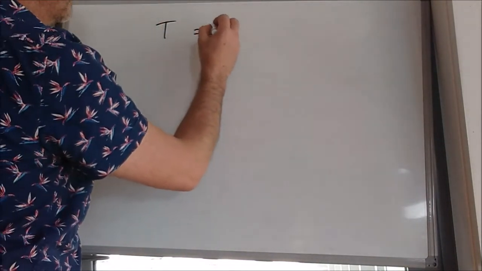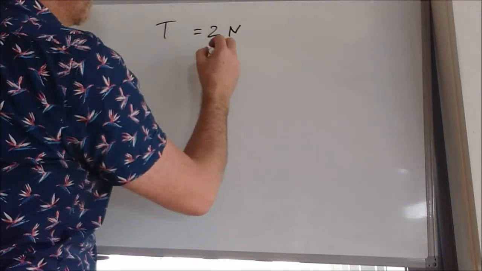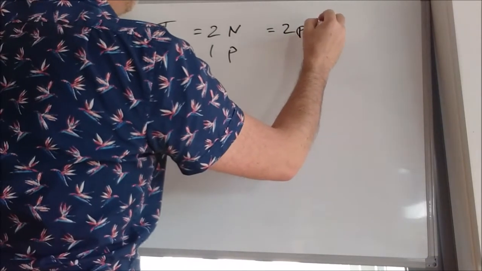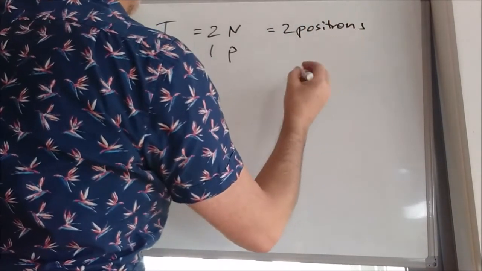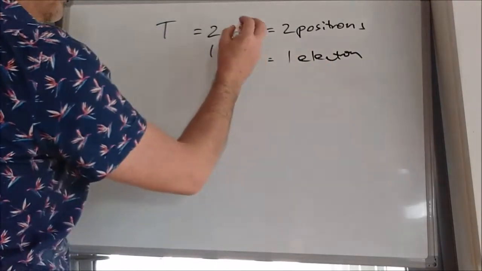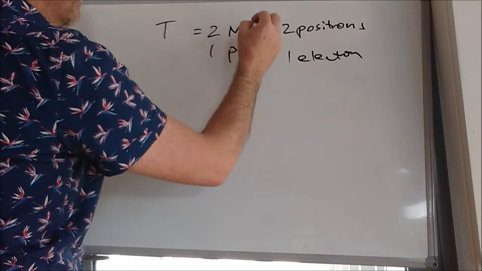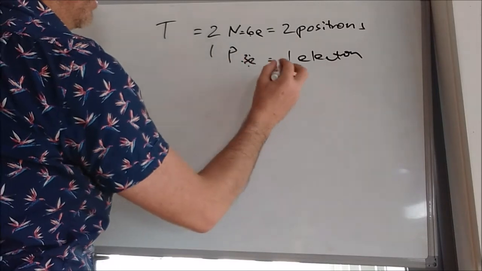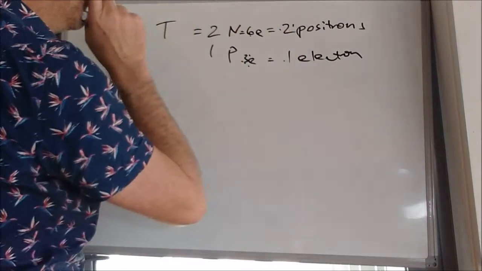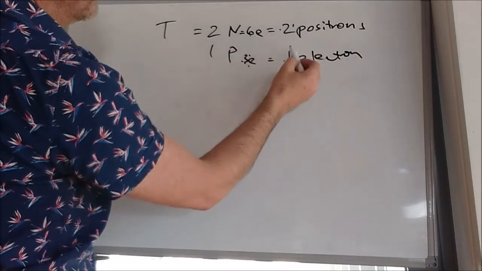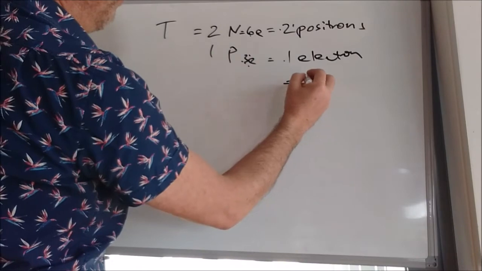Okay, tritium has 2 neutrons, 1 proton. So it's also got 2 positrons, and it's got 1 electron. We know that equals 6e, that's 3e, so 6, 7, 8, 9, 10, 11, 12. So equals 12 electrons.